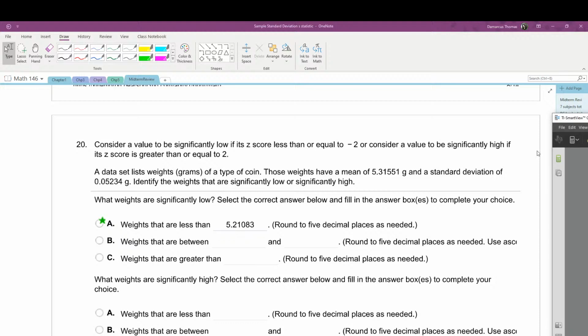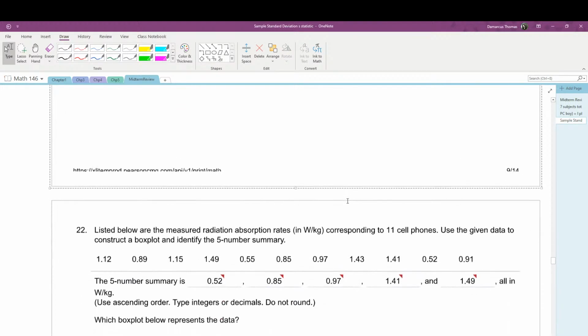What about weights, what about the numbers extremely high? Well, they're going to add 2 deviations to it.